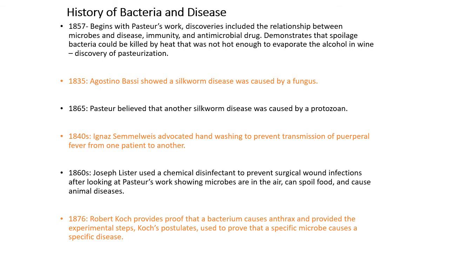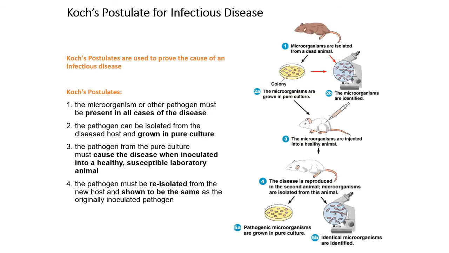And from this came Koch's postulates of infectious disease, which is still used to this day to prove that a specific microbe causes a specific disease. There are four postulates. The first is that the microorganism or pathogen must be present in all cases of a disease. So, for example, you have 10 rats which you believe have been killed by a certain bacteria. All 10 rats, you need to be able to find that microorganism in all 10 of those rats if you believe they all died of the same disease.